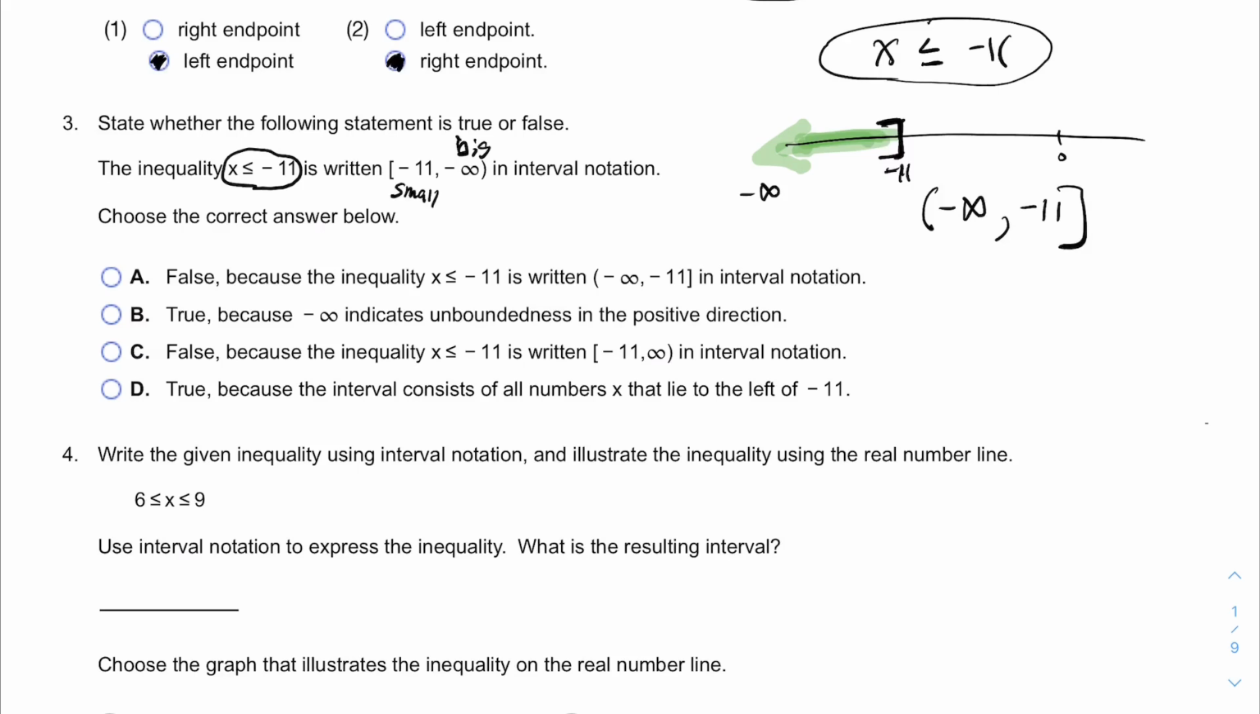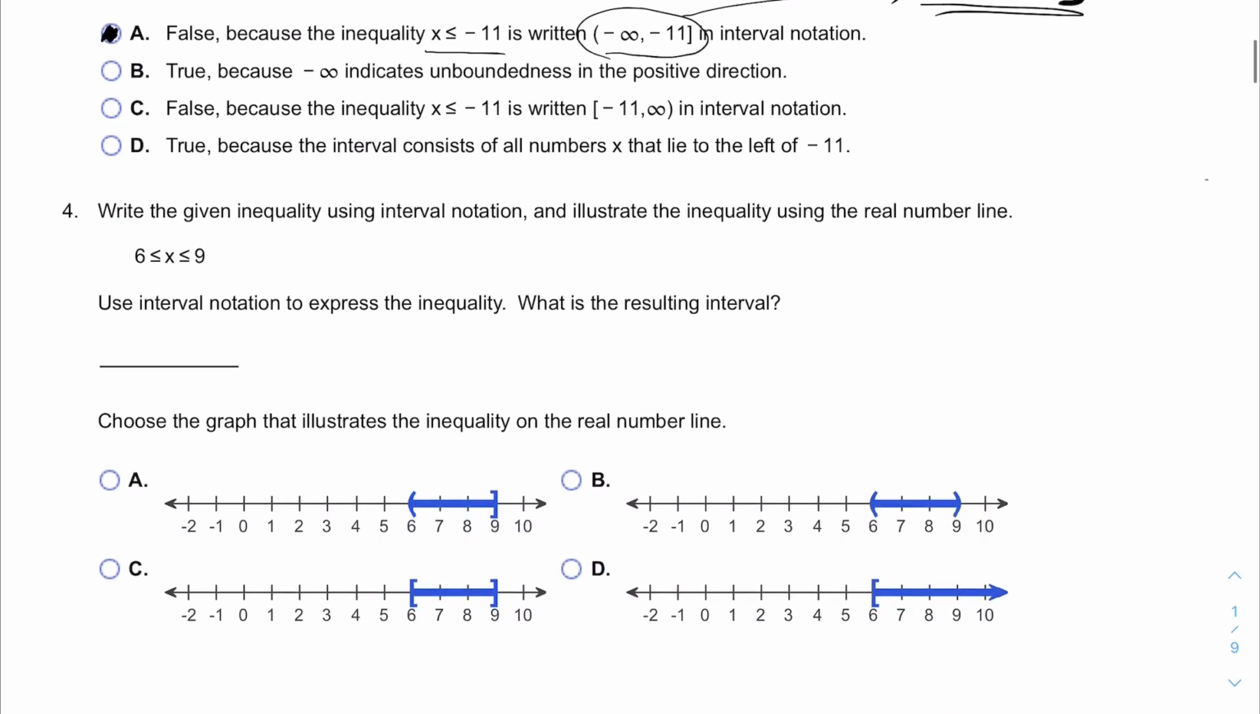And so when we look at our options here, A says the inequality is written like this. Well, that's false. We know it's false, but it's false because the inequality is written like this. And I showed you why it's written like that, right? Okay. All right, let's move on to the next one, number 4.